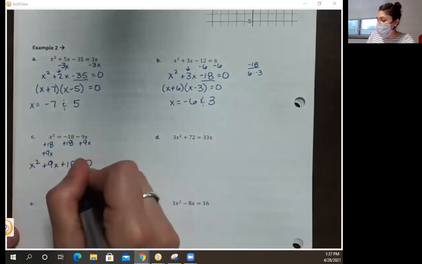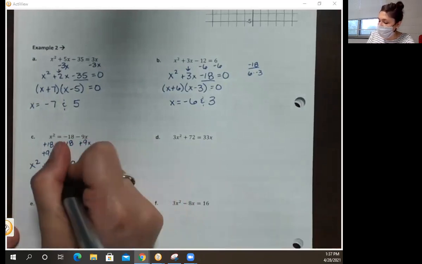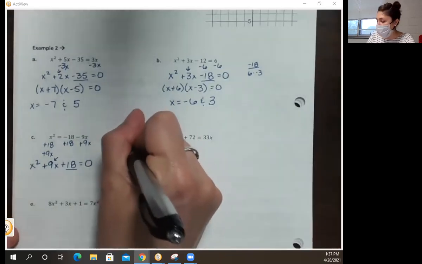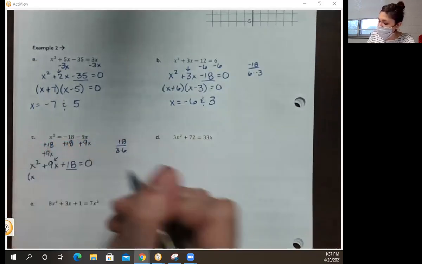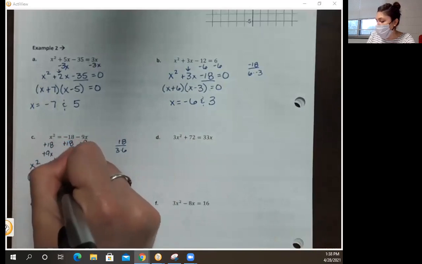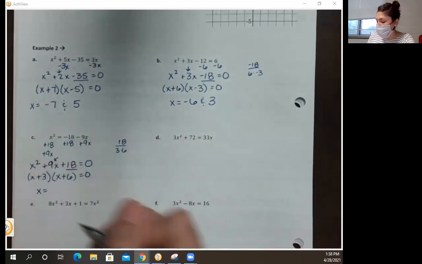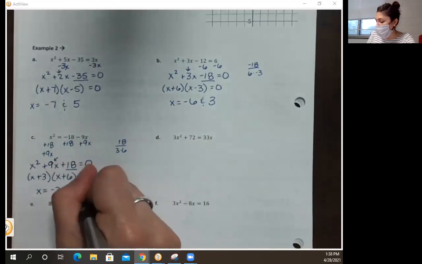Now that I have everything on the same side set equal to 0, you can find your factored form. So factors of 18 that add to 9. Go ahead. 3 and 6. Yep, factors of 18 that add to 9. 3 and 6 or 6 and 3. That order is not important as long as you have both of those factors. So x plus 3 times x plus 6. And my solutions then would be x equals -3 and x equals -6.